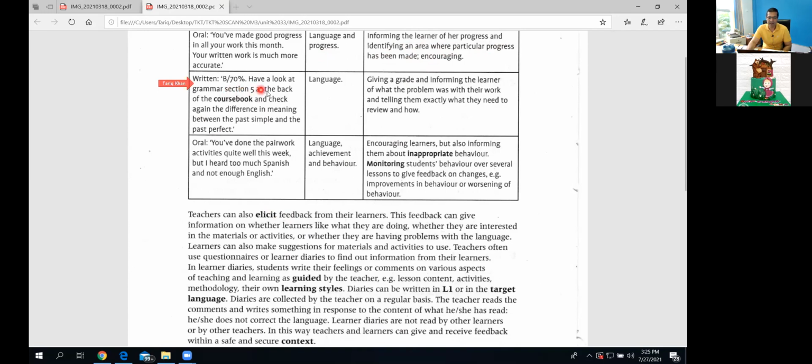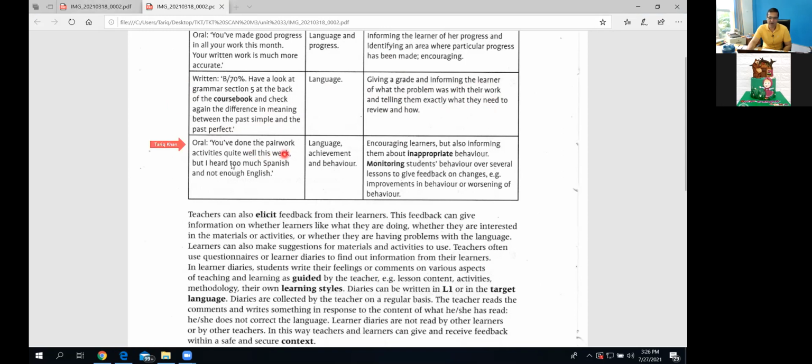"B, 70%. Have a look at grammar section 5 at the back of the course book and check again the difference in meaning between the past simple and the past perfect." It is focusing on language. The purpose is giving a grade and informing the learner of what the problem was with their work and telling them exactly what they need to do, when they need to review, and how. Last one is the oral.